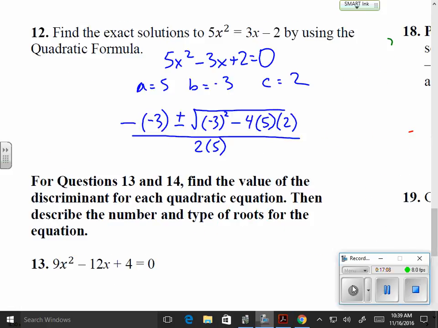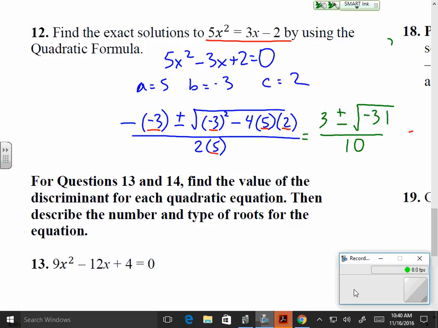Number 12, I'm asked to use the quadratic formula. So the first thing I need to do is set that equal to 0. So subtract 3x, add 2 to both sides. Then identify a, b, and c. a would be 5, b is -3, c is 2. Then I plug those into the quadratic formula: -b ± √(b² - 4ac) all over 2a. And then simplify. It simplifies down to (3 ± √-31)/10.